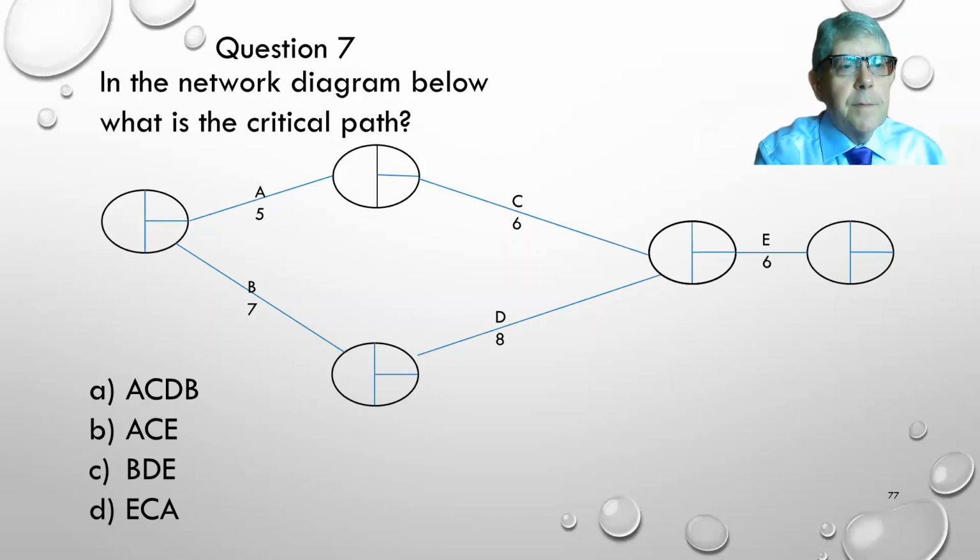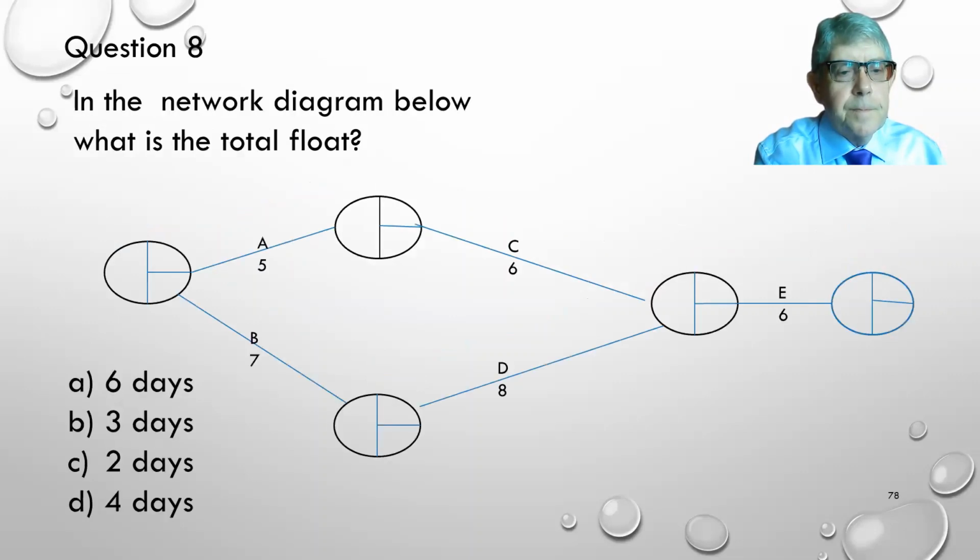Question 7. In the network diagram below, what is the critical path? Is it A, ACDB, B, ACE, C, BDE, or D, ECA? Question 8. In the network diagram below, what is the total float? Is it A, 6 days, B, 3 days, C, 2 days, or D, 4 days?